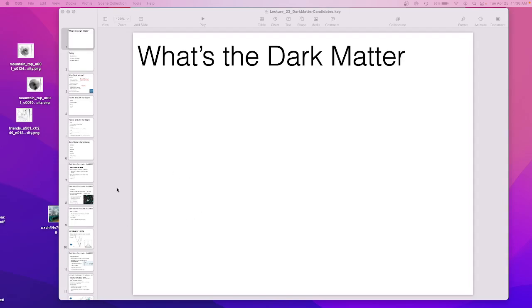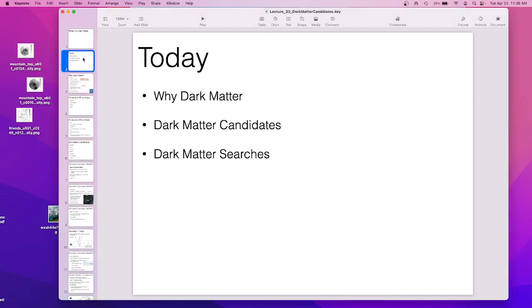So okay, today we're going to talk about dark matter. We're going to talk about why dark matter, which has been a running theme through the whole semester, but we'll glue some of those ideas down. Then we'll talk about what the dark matter candidates are, and then how we're going about looking for them. There are 3 different ways we can find dark matter particles, and we'll talk about those searches.